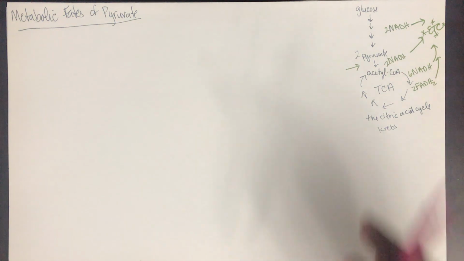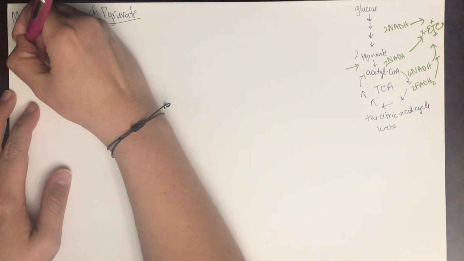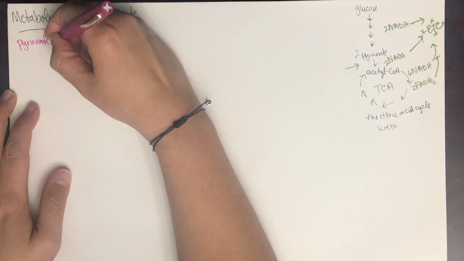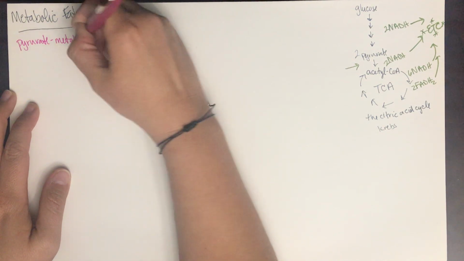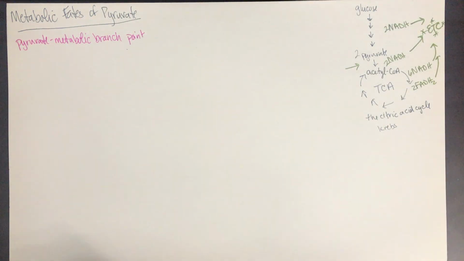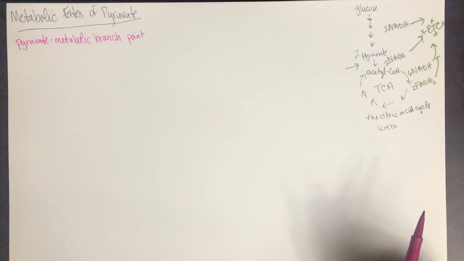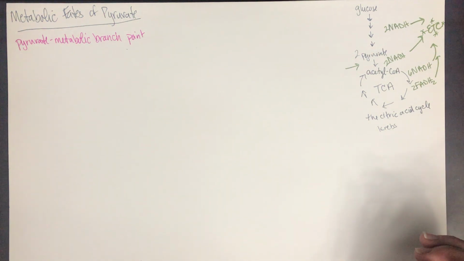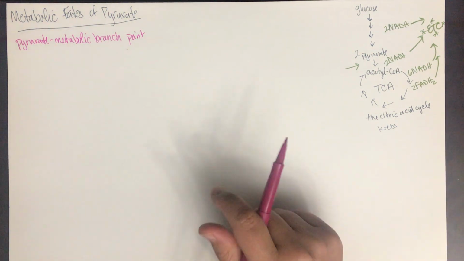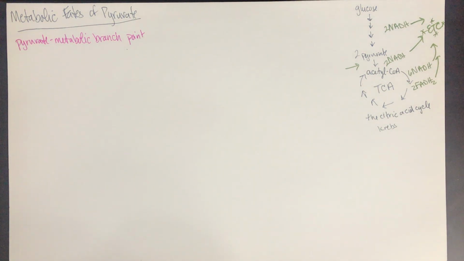Pyruvate doesn't always have to go to the citric acid cycle. There are other metabolic fates for pyruvate. Pyruvate is what's called a metabolic branch point. The reason that we would go through cellular respiration is when we have a lot of glucose available and we need to make energy. There are other situations where we don't have a lot of glucose available, we don't need to make energy, and there are other things that we would do with pyruvate. Pyruvate is called a metabolic branch point because it has lots of different options.